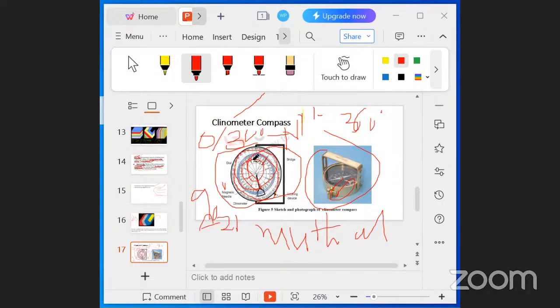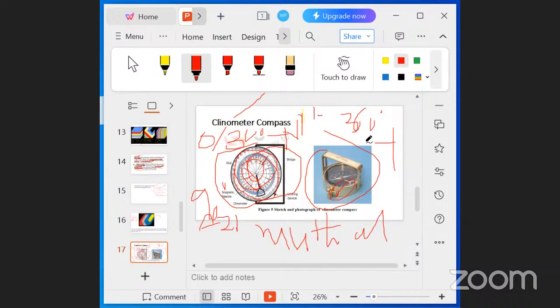So now, in order to measure the amount of dip, the second one is the amount of dip. Amount of dip of the bed: draw a line on the bed perpendicular to the strike and keep the bridge on the bedding plane along this line in such a way that the dial plane is vertical. So the reading on the clinometer gives the amount of the dip, right?